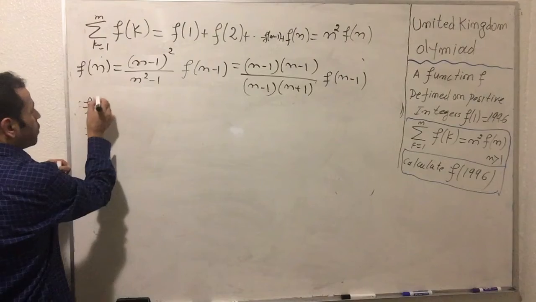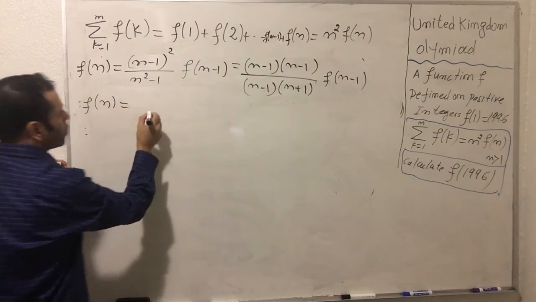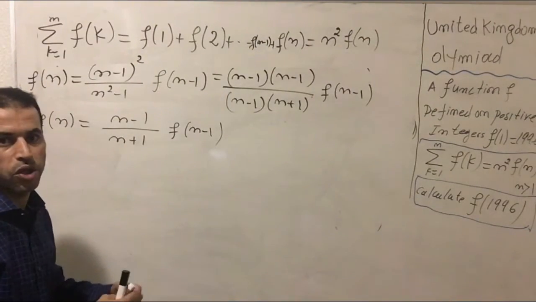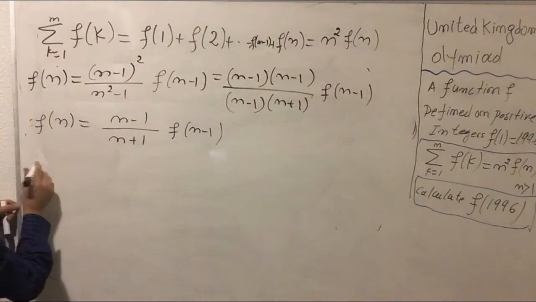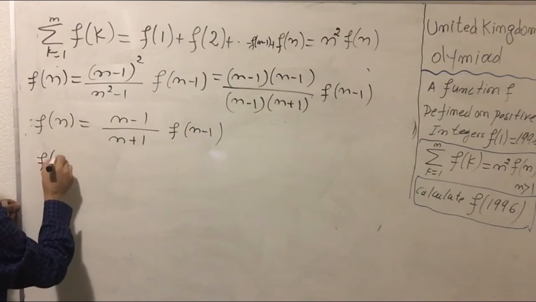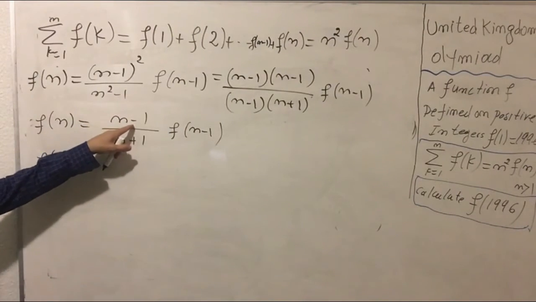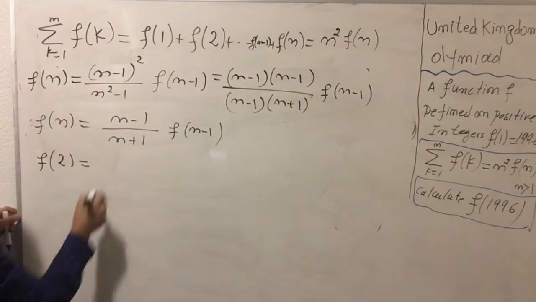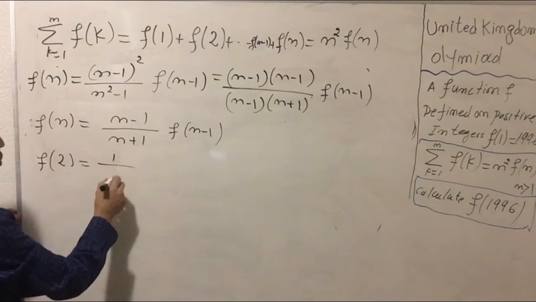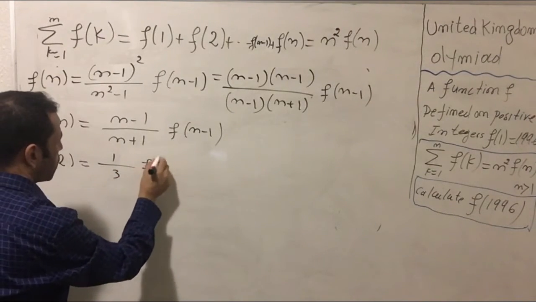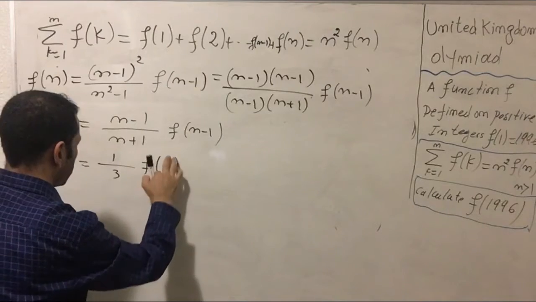So I will have f of n. Now I'm going to find out the relationship between terms by calculating the first term, f of 2. If I'm plugging number 2 into this fraction, I will have 2 minus 1, which is 1, over 2 plus 1, which is 3, multiplied by f of 1.